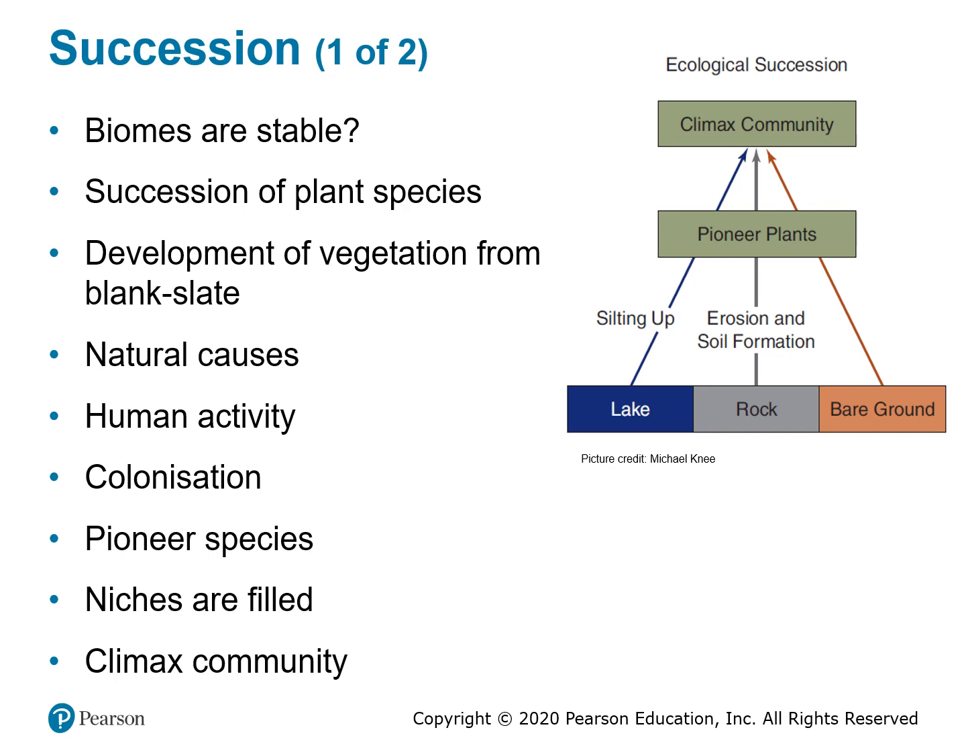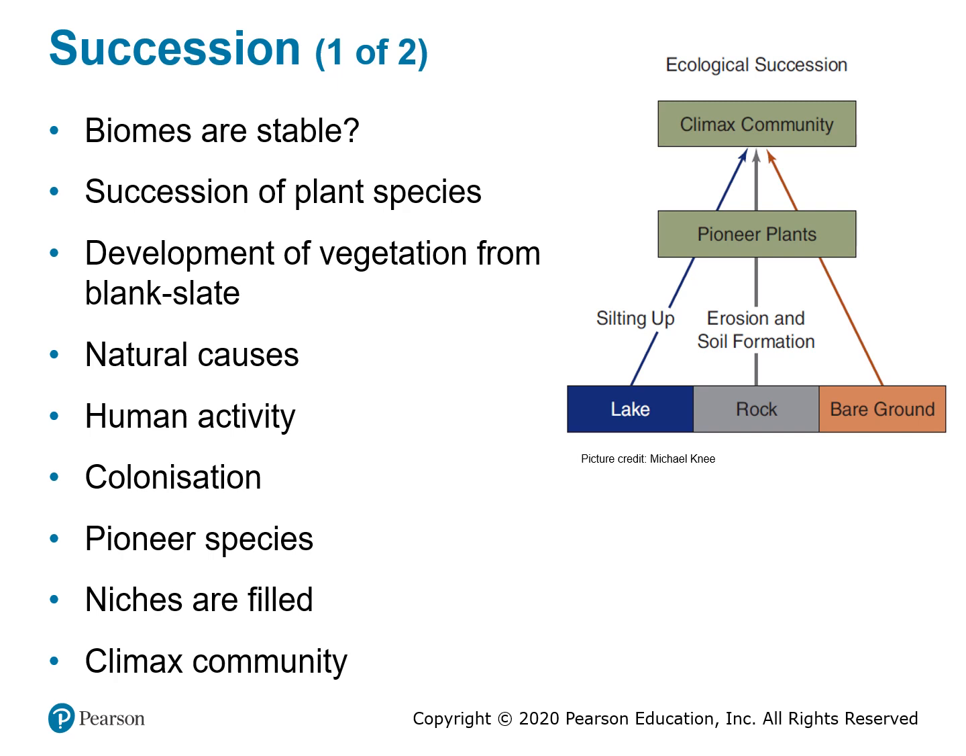So some descriptions of biomes can leave the impression that they consist of communities of plants and other organisms that would always be there in the absence of human interference, and that they are stable. However, we know that organisms have evolved, landforms have changed, and climate has varied over time. So the change in plant communities over time is known as succession of plant species. So this is described as development of vegetation from a blank slate. For example, a rock surface, a pool of water, or bare soil.